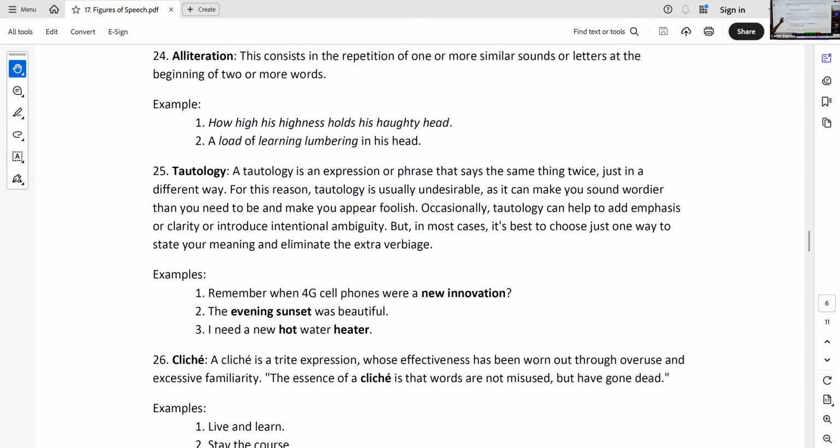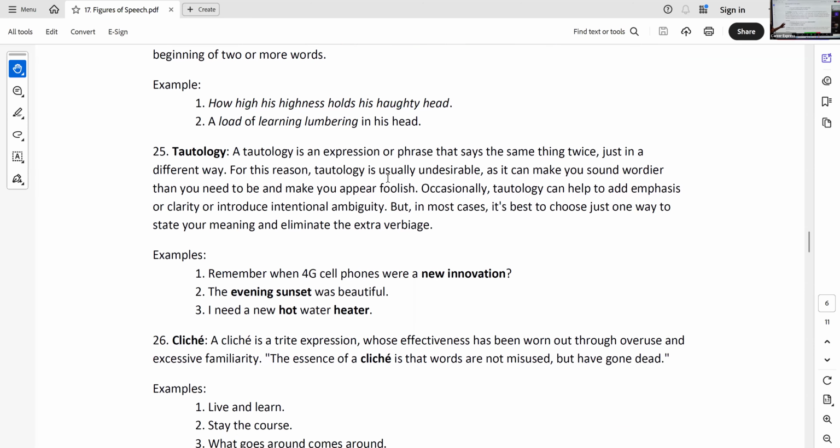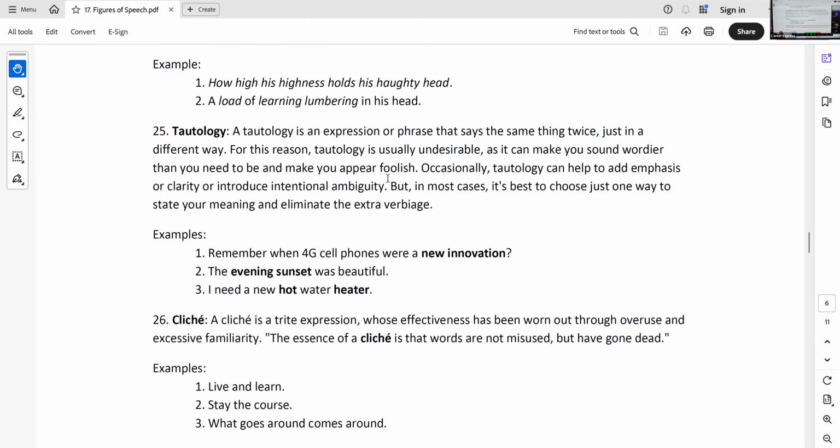Tautology. Tautology is an expression that says the same thing twice in a different way. Actually, do you know what tautology means? Unnecessary, redundant. Tautology is a mistake. If you say, this is general common sense, that's a tautology. Because common sense is always general. Why are you repeating the word general and common? That is the broader meaning of tautology.